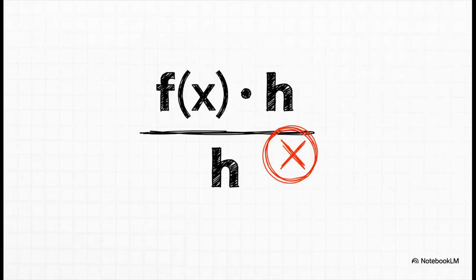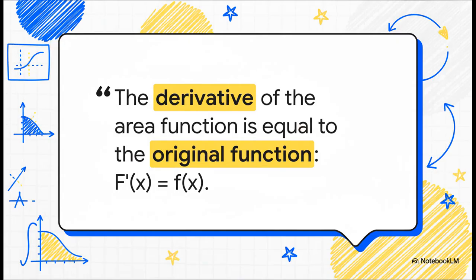So let's just substitute that into the derivative formula. The top part of that fraction, the change in area, we just figured out that's basically f of x times h. And when you plug that in, this is where the magic happens. The h on top and the h on the bottom just cancel each other out. And we're left with this absolutely shocking reveal.